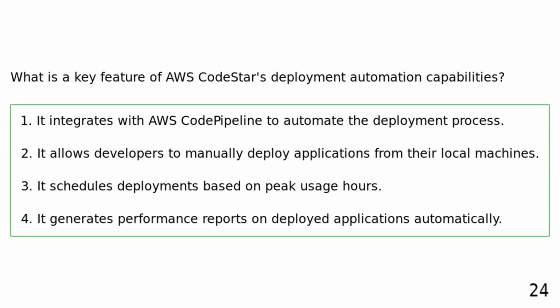What is a key feature of AWS CodeStar's deployment automation capabilities? It integrates with AWS CodePipeline to automate the deployment process. It allows developers to manually deploy applications from their local machines. It schedules deployments based on peak usage hours. It generates performance reports on deployed applications automatically.